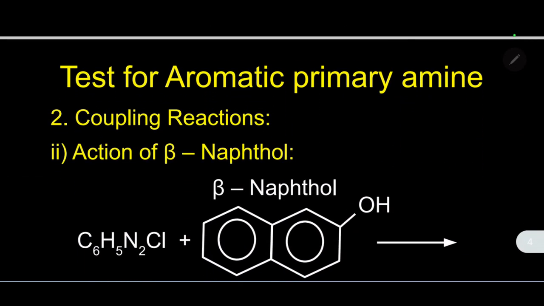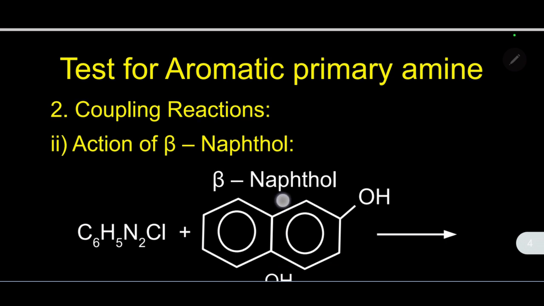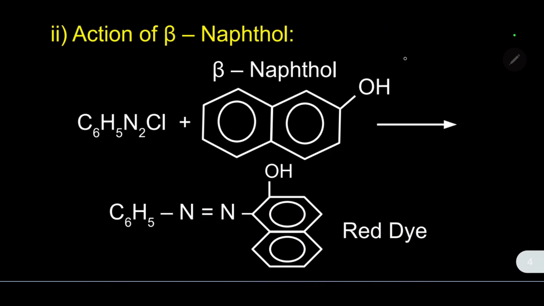Now what will happen? To the diazonium chloride, formed by mixing test tube 2 to 1, I am adding the third test tube, which is beta-naphthol in sodium hydroxide. Now a condensation reaction takes place. A red dye is formed. See, this is the beta-naphthol. This red dye is called an azo dye. Kindly follow. This is the most important test for aromatic primary amine. Thank you.